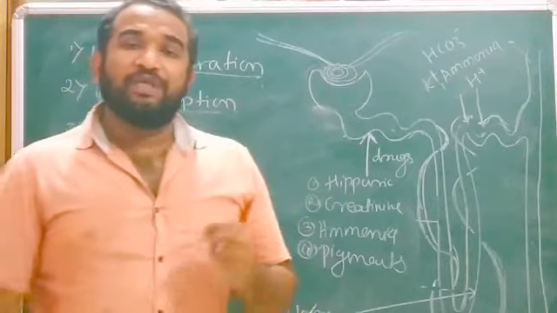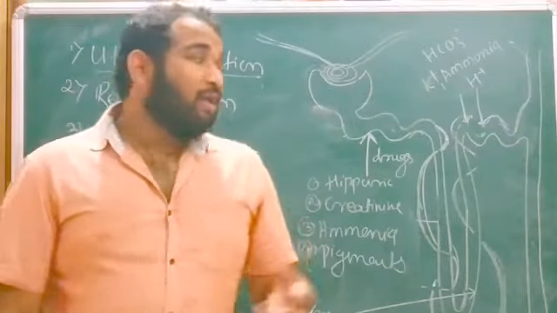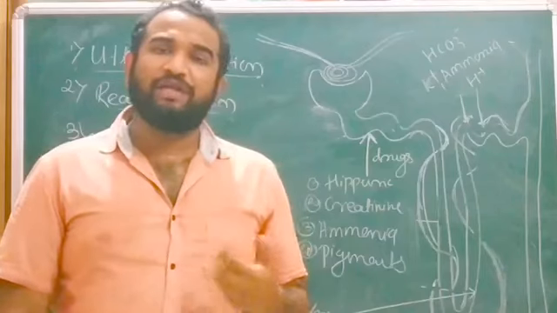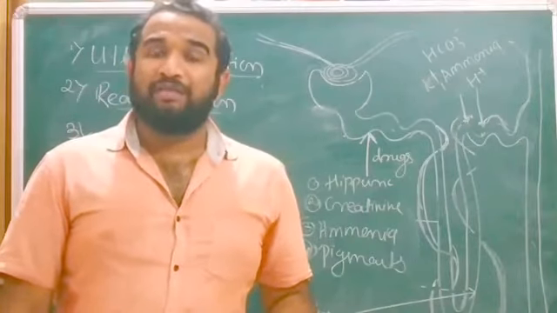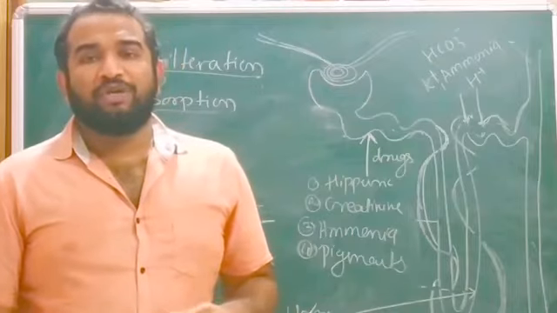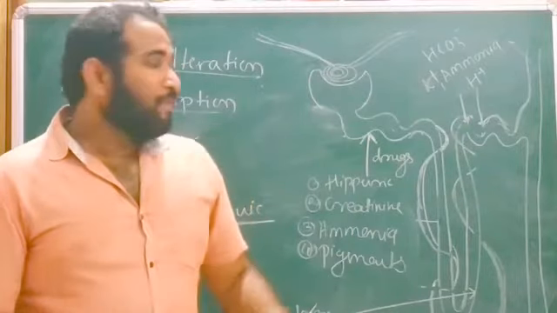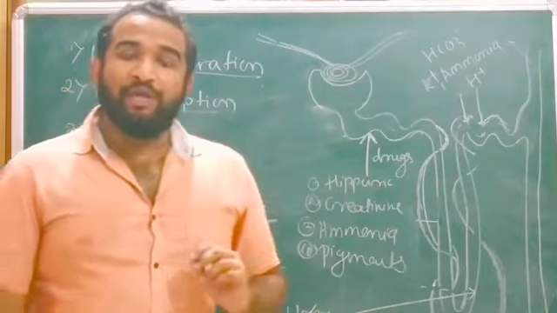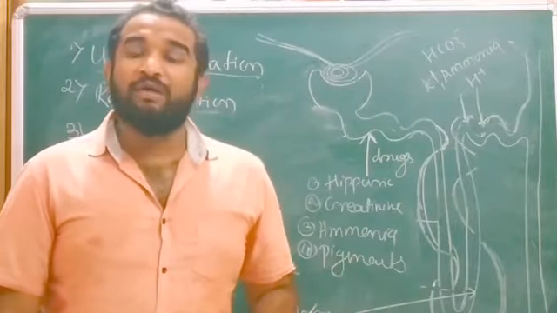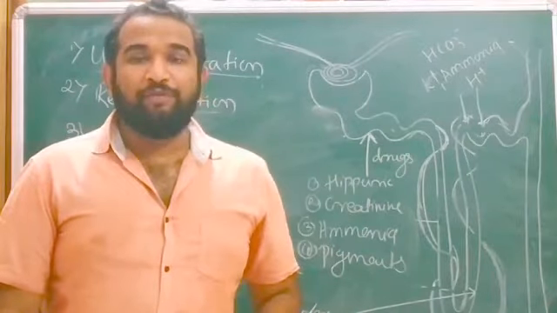Now what happens in those animals whose glomerulus is not properly developed? For example, amphibians, reptiles, or fishes, whose glomerulus is not properly developed. In those, tubular secretion plays a very important role in the formation of the excretory product. So you have to remember that.